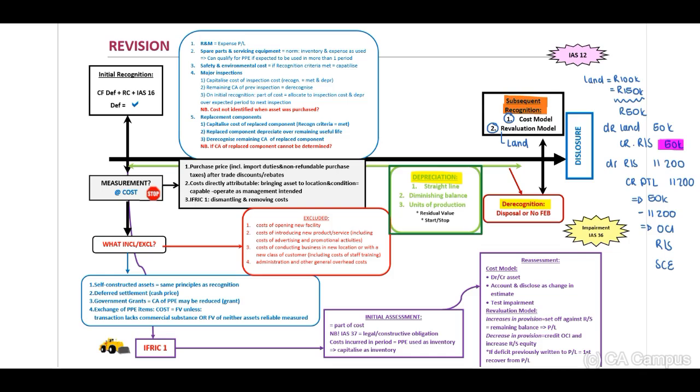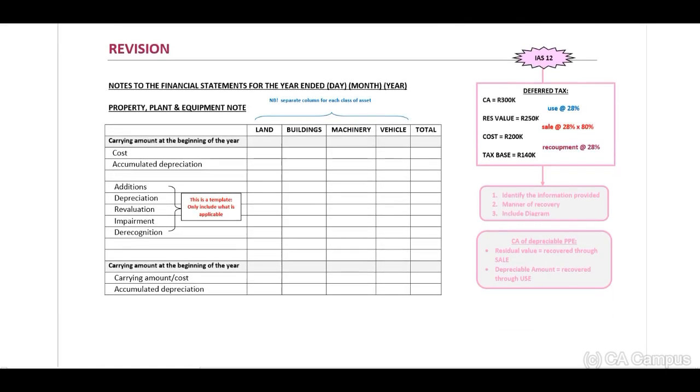Now guys, our disclosure. I have included our property, plant and equipment note for you to study. What is important is that you identify that separate columns should be added for each class of asset. And my recommendation, as always, this is a template only. You need to leave sufficient lines in your template to add any relevant information from the question, such as transfers to IFRS 5, transfers to investment property, and so forth.